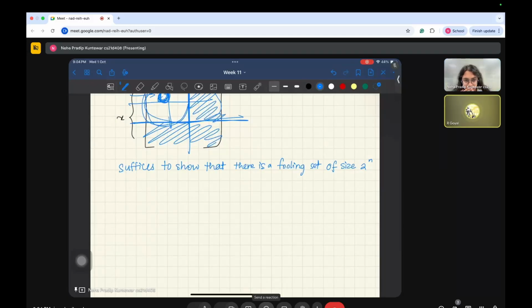I was thinking about how to cover this entire matrix, which is an identity matrix, using the minimum number of monochromatic matrices. Yeah, I was thinking along these lines.